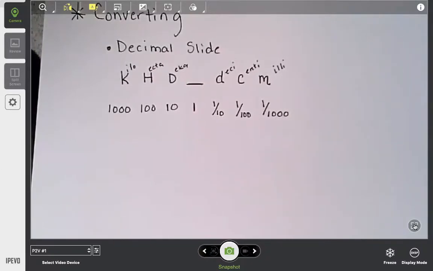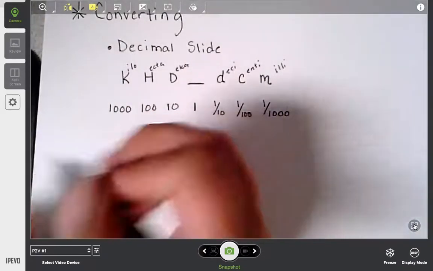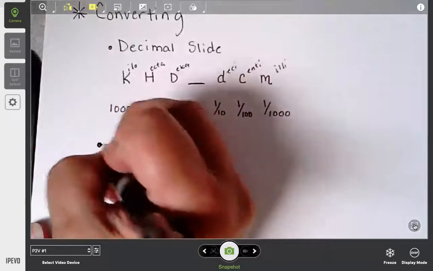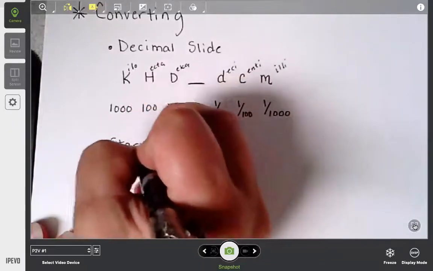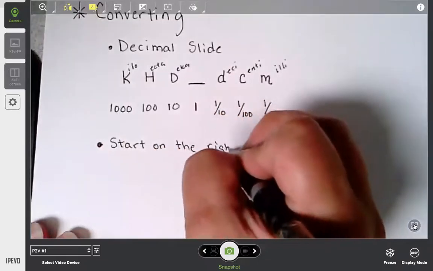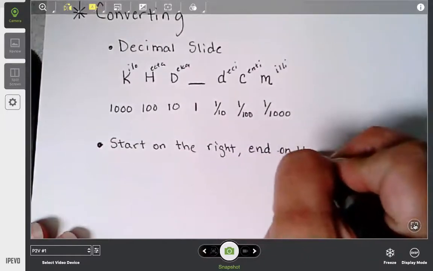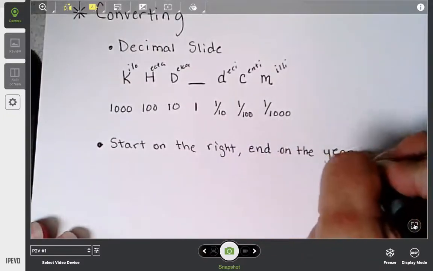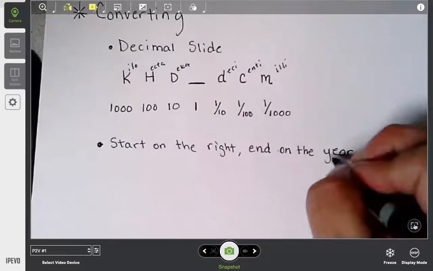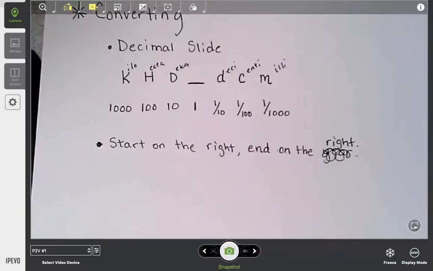So this is our metric system. These are our prefixes. Kangaroos hop down something, drinking chocolate milk. In order to convert, we are going to follow this little rule. Start on the right. End on the right. For some reason over the years, I've had a lot of success with this. If you want to be right, start on the right, end on the right. And we're going to talk about what that means.